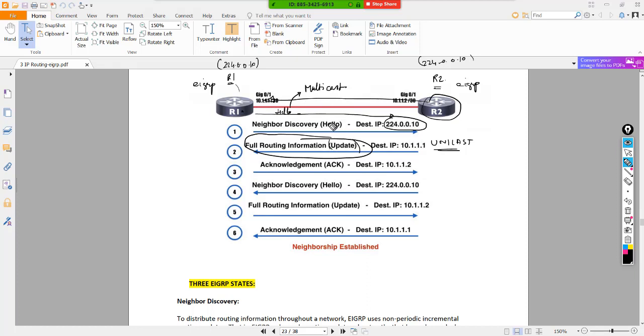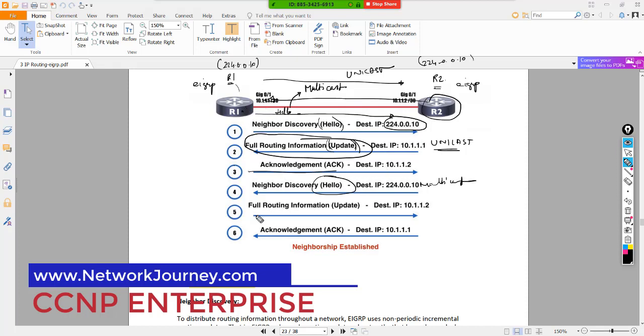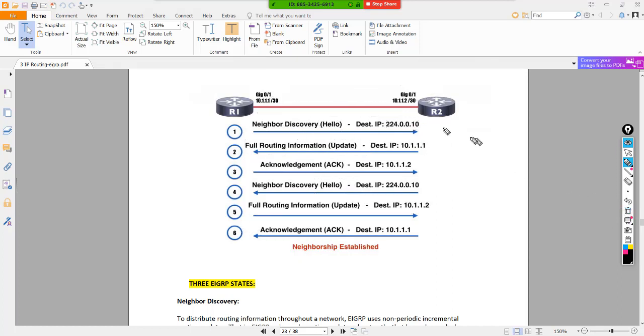So the first packet was a hello packet. Router 2 made use of an update packet to send the complete routing table. Router 1 said, I'm acknowledging you back, and that's again a unicast packet. That's your third step, going back to router 2. Now R2 is going to initiate a hello packet, which is a multicast packet. And now R1 is going to share all its routing table and it's going to acknowledge, and then these two, R1 and R2, are called neighbors.